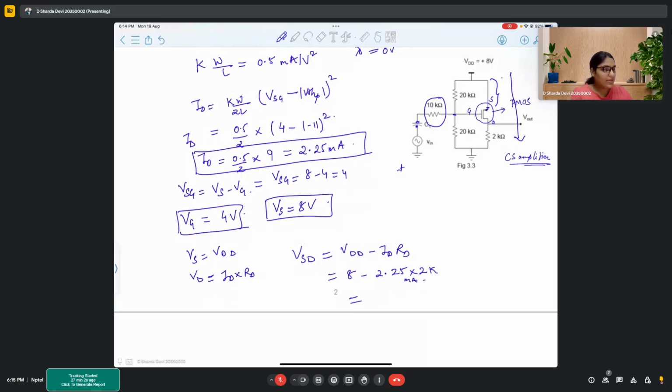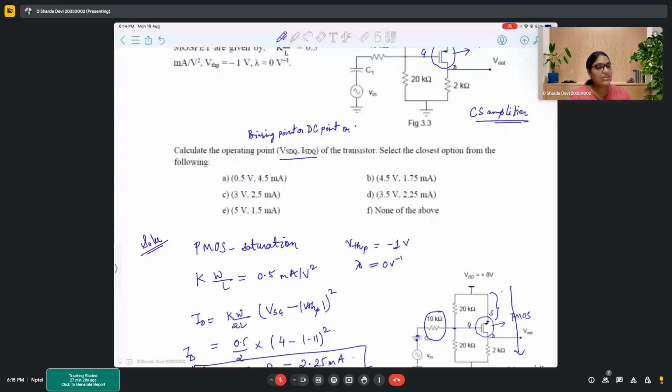So this will be 4.5. So VSD Q will be 3.5 volts. And this DC operating point is also known as Q point. So if you are asked to find the Q point, it's the same thing. You have to find the DC operating point. So biasing point, operating point, DC point, Q point, all of them refer to the same thing. Okay.